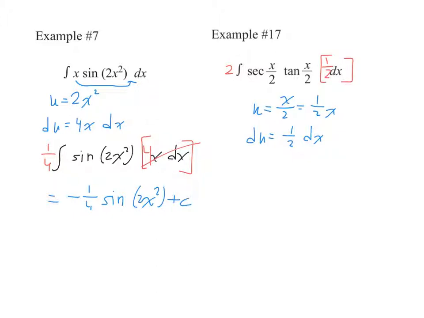Again, this problem originally looks like a product rule, but we have a memorized integral, secant times tangent. Secant times tangent's memorized integral is just plain secant. So I'm going to change this to 2 times the secant of x over 2 plus c. So the integral of secant tangent is secant.